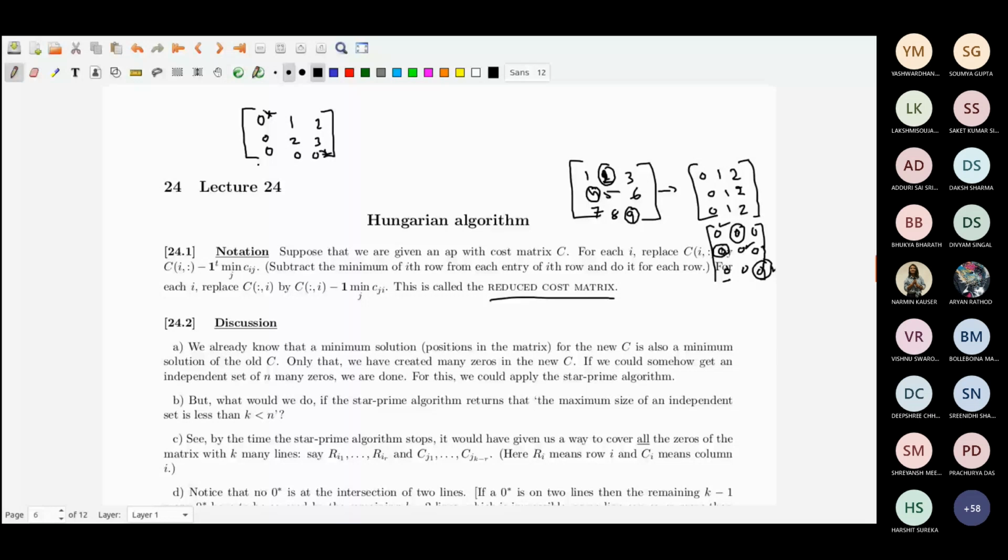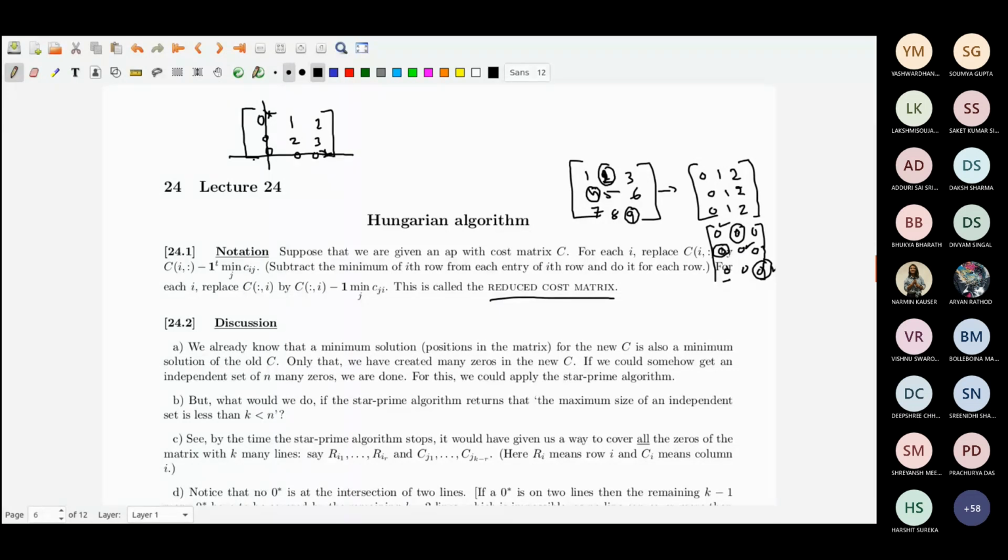And this star prime algorithm will be happy to give me these 2 stars and say that, okay, you can cover this whole zeros by 2 lines. And after that, it has stopped. Now my problem is still remaining. I had an n by n matrix. I reduced it, created a few zeros, applied the star prime algorithm. The star prime algorithm found some n minus 3 stars, covered them by n minus 3 lines, and said, "This is this much only."